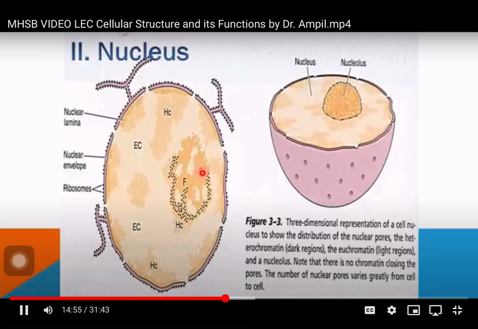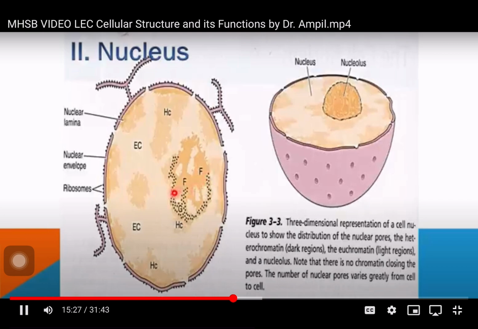Okay, next we have here the nucleolus. Now, note the structure of the nucleolus. They have a fibrous portion or pars fibrosa, a granular portion known as pars granulosa, and an amorphous portion known as the pars amorpha. Now, the nucleolus is strongly basophilic because of its function. It's involved with the synthesis of ribosomal RNA.